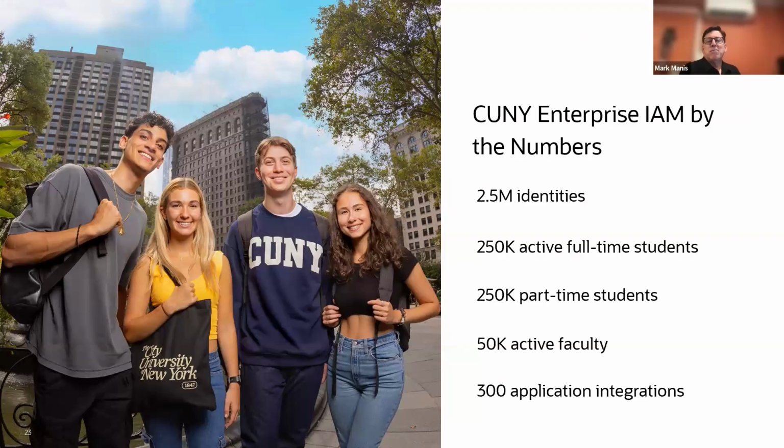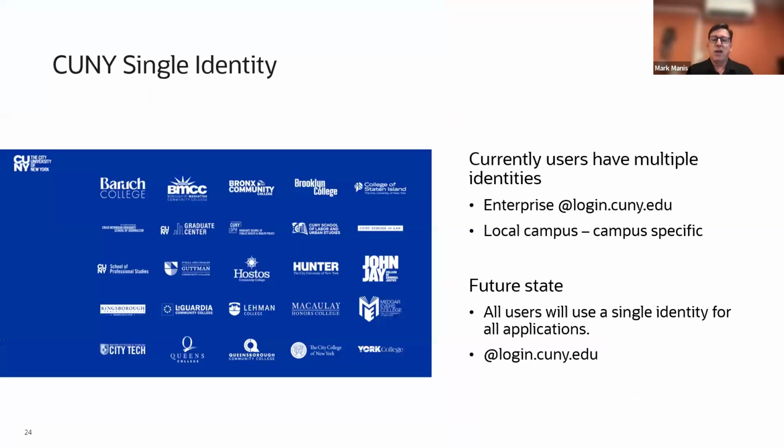Here we go, CUNY by the numbers. CUNY is an incredibly complex environment. We have 25 colleges. We manage 2.5 million identities, 500,000 total students, 50,000 active faculty, and we are now up to 300 applications that are integrated into OAM. This is up from 130 last year, and we are expanding rapidly. Next slide, please.